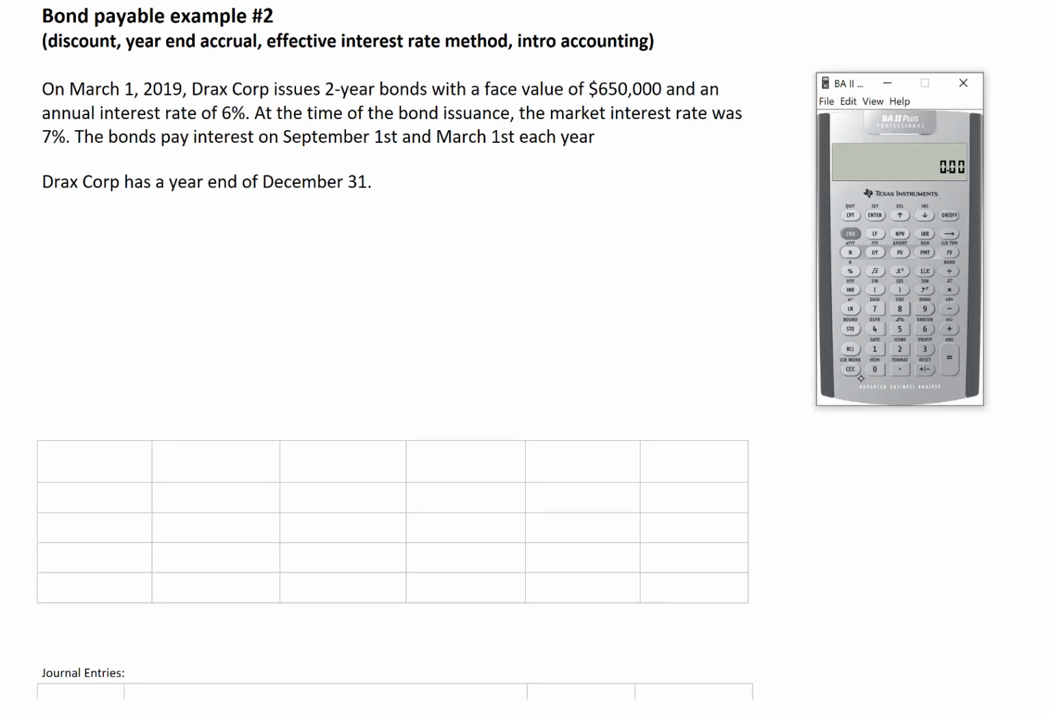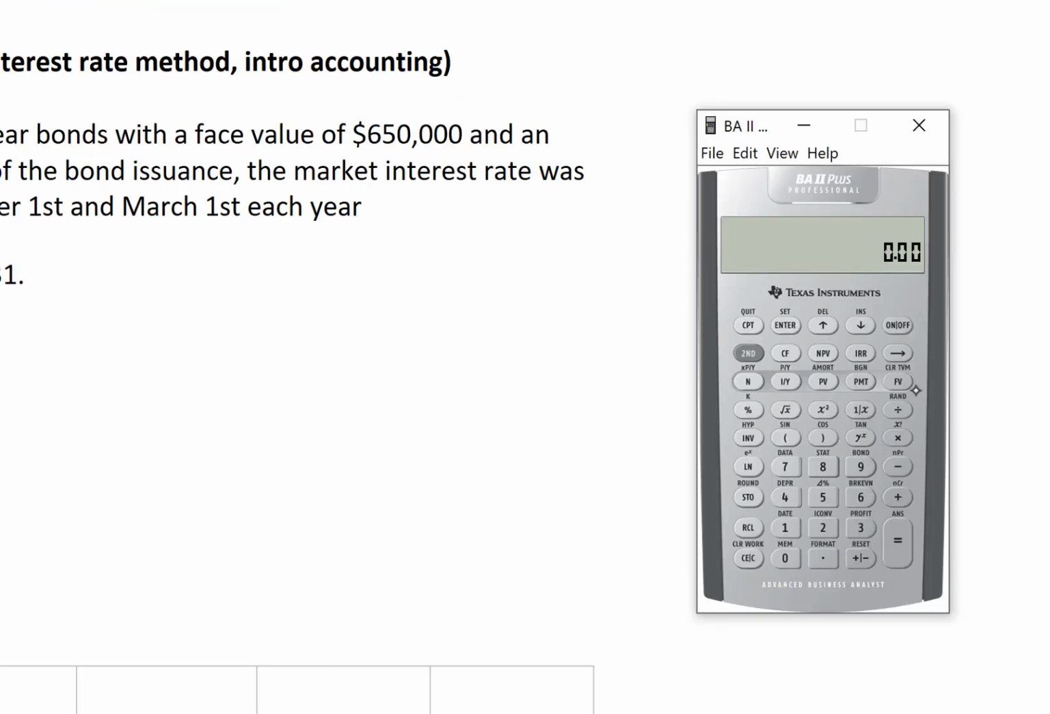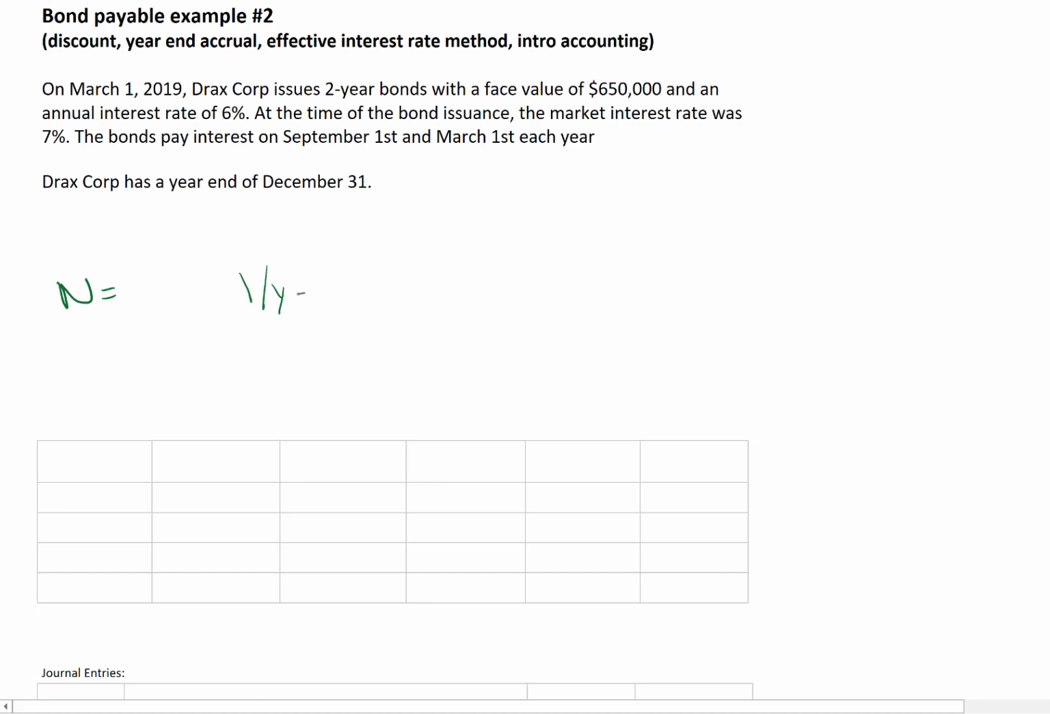So what we want to do first is calculate how much money we are getting on March 1st, 2019. We're going to use our financial calculator. I use the BA2 Plus, but you're really just looking for these buttons here: the N, IY, PV, PMT, and FV. We're going to fill out all 4 variables except for the PV. The PV, or present value, is the one we are going to calculate. Our future value, or the face value of our bond, is $650,000. That's the amount we have to pay back in 2 years.